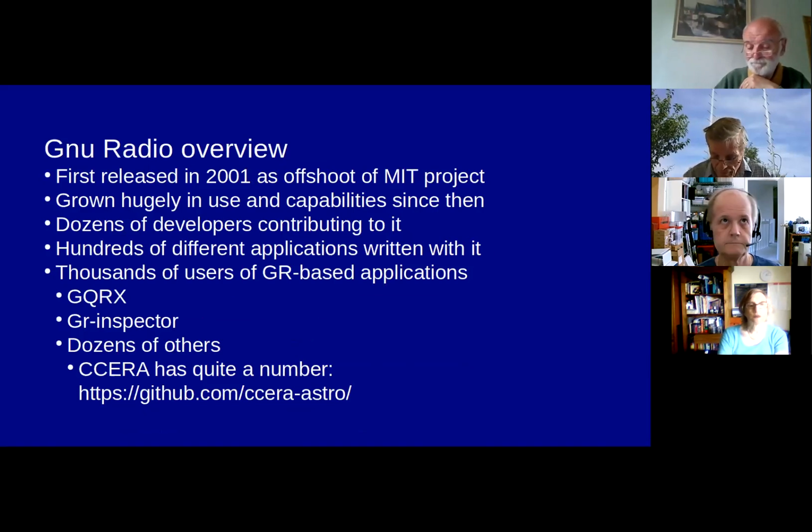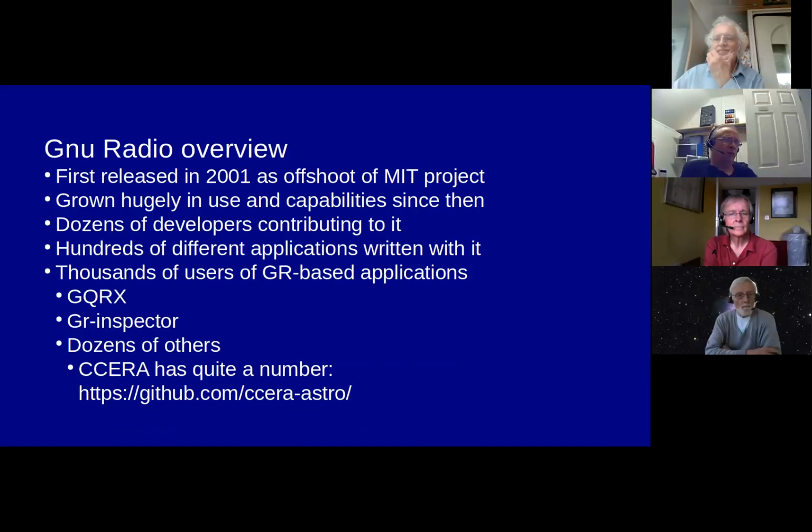So GNU Radio itself was actually first released around 2001 as an offshoot of an MIT project. And of course, it has grown significantly in use and capabilities since that time. There's dozens of developers contributing to it. There's hundreds of different applications written with it. And there's thousands of users of GNU Radio-based applications. Most of them, of course, not radio astronomy based.